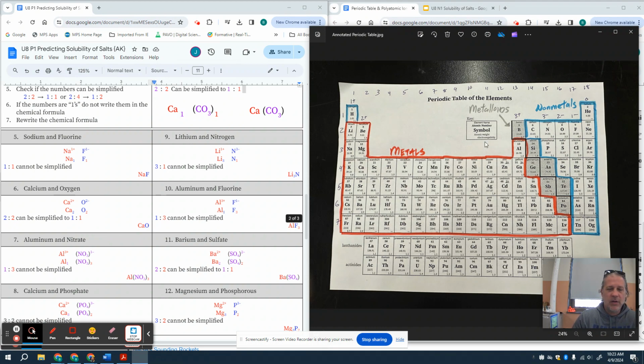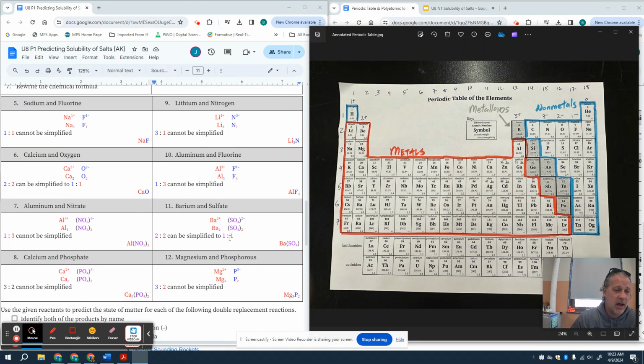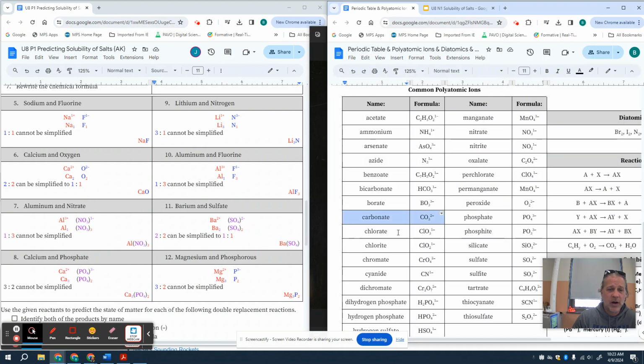Al is in the 13th column, so it's a +3. Fluorine is in the 17th column, so it's a -1. 1 to 3 cannot be simplified, so we get AlF3. Aluminum nitrate. Here's another aluminum in the 13th column. It's a +3. Nitrate, NO3, is not on the periodic table here, so I need to go over here. I find nitrate on the back side of the periodic table, and it's a -1. So I cross the charges down, dropping the plus and the minus. A 1 to 3 cannot be simplified, so the answer is Al(NO3)3.